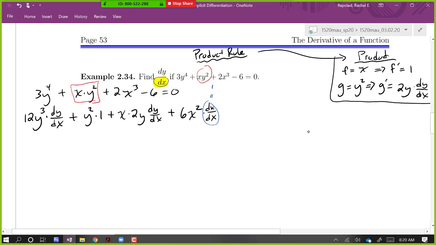Okay. And then there's the 2x cubed term, and then the rest are constants, right? So it's really just equal to 0. The 6 goes to 0, and then it's equal to 0. So here we are. We've taken the derivative. The differentiating part is over, but we haven't found dy dx yet. We still have a bunch of algebra to do, but lucky for us, we're pretty good at algebra. So what I'm going to do first is clean up the equation a little bit.